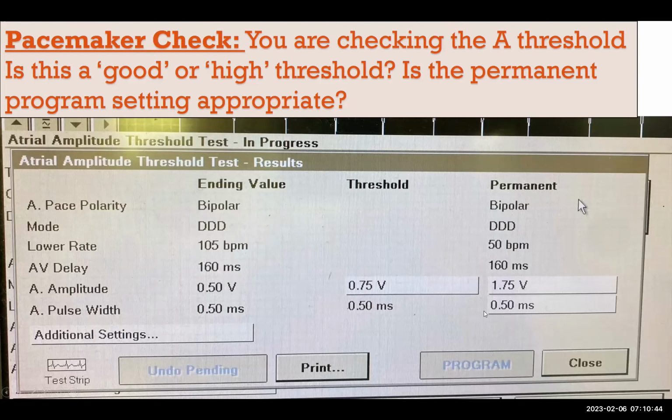And the permanent program setting is 1.75 volts and 0.5. The threshold was 0.75. So what do you think, Maya? Is this a good threshold or one that would give you pause or concern? And do you think that the operator has adequately programmed the atrial lead at those outputs? All right, so if our threshold is at 0.75 and we have it set at 1.75, I would think we need to actually increase the voltage a bit.